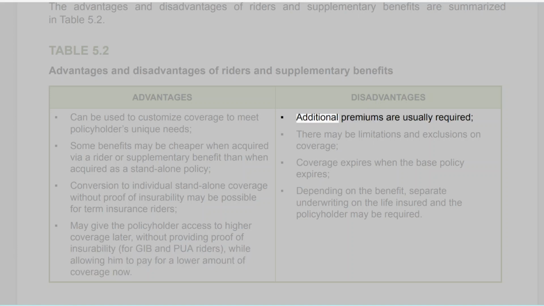Disadvantages: additional premiums are usually required. There may be limitations and exclusions on coverage. Coverage expires when the base policy expires. Depending on the benefit, separate underwriting on the life insured and the policyholder may be required.